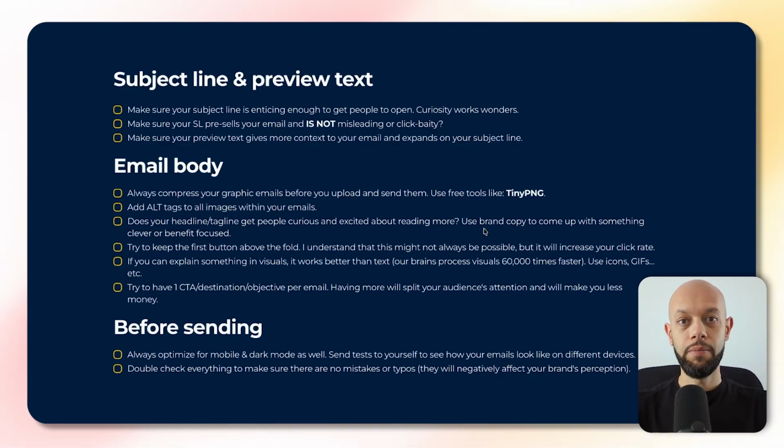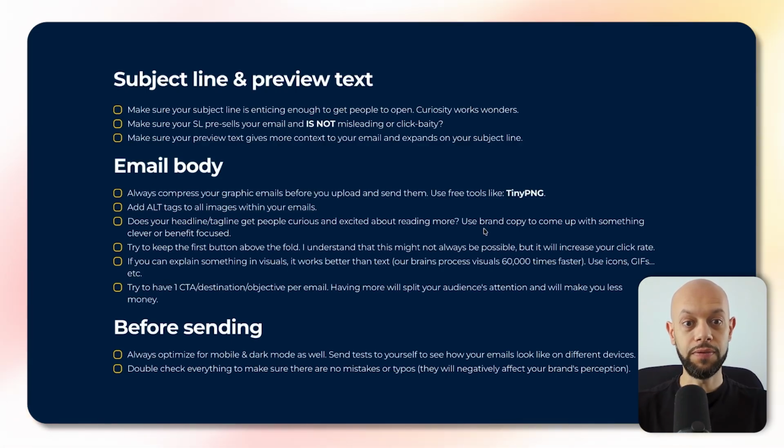So the second thing is the email body. Always compress your graphic emails before you upload them and send them. So we typically use a free tool that's called TinyPNG. Feel free to use any tool out there. Platforms like Klaviyo now have a native feature where it allows you to basically compress your graphics. So make sure to add alt tags to all images within your emails. So email apps like Gmail and Yahoo like alt tags in case they weren't able to load your graphics.